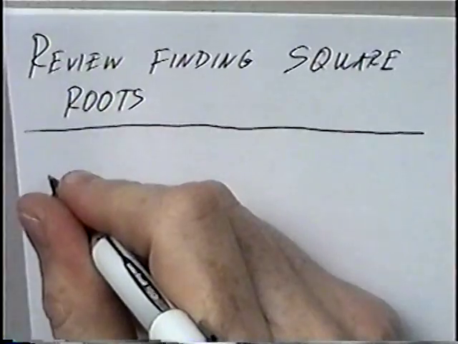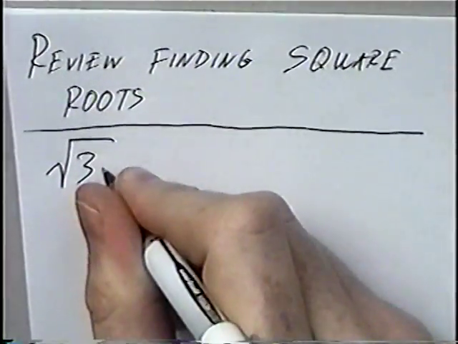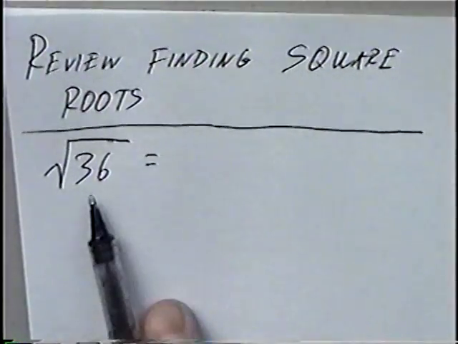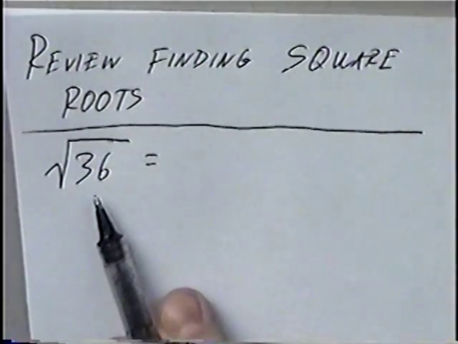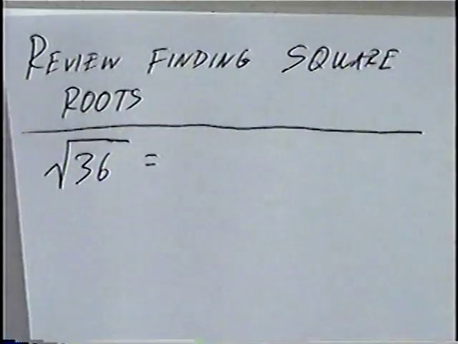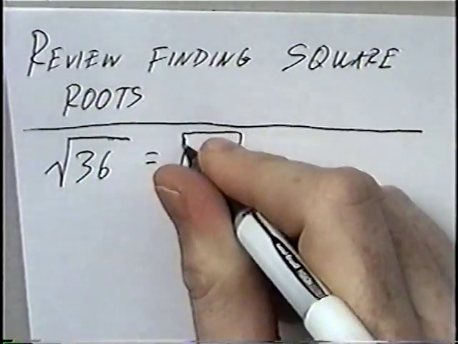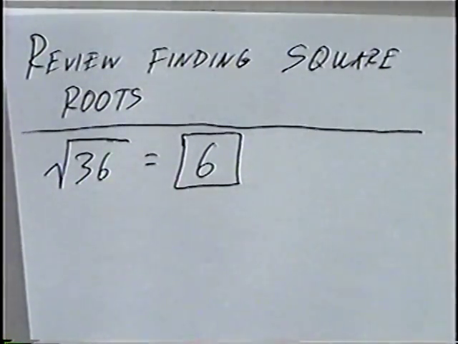First question is square root or radical 36. If you remember, 36 is a perfect square. There's a number times itself that's 36, and that number would be 6. So the square root or radical 36 is equal to 6.